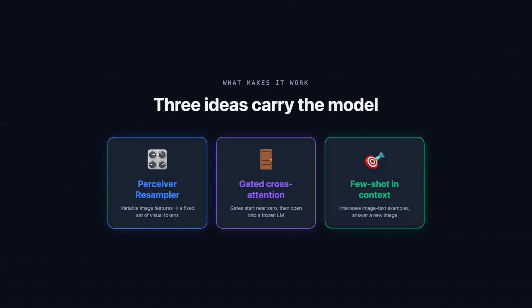Learning from a few examples is the payoff. Since Flamingo handles arbitrarily interleaved images and text, you can prompt it with a few image and text examples, and it answers about a new image in context.